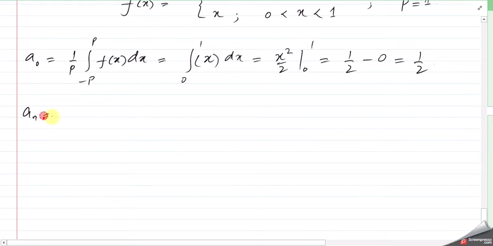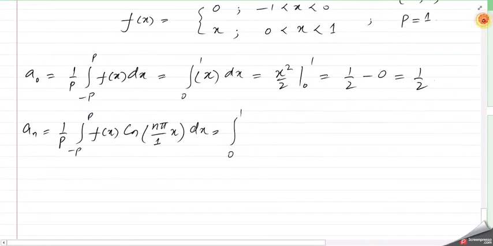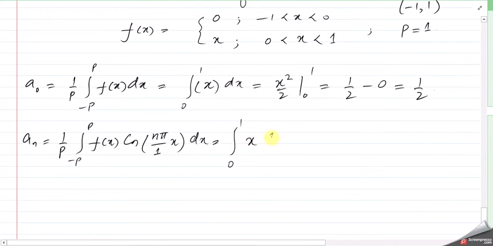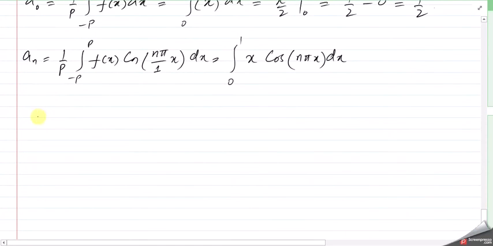Right, an is 1 over p, integral from minus p to p of f of x cos n pi x over p dx. Okay, once again, the one outside is 0, so no need to write. From -1 to 1, we have -1 to 0, which is 0, and 0 to 1 is x, so that becomes x cos n pi x dx. This integral is by parts, and this time it is easy to calculate. We can just make this table, the famous table which we use.